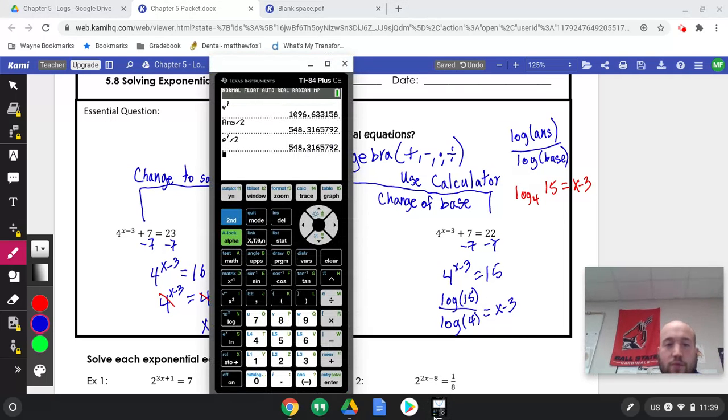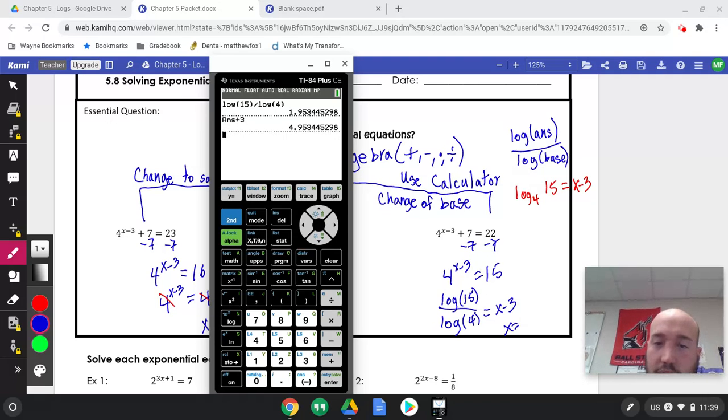Now, to solve this, let me clear this. So log of 15, close it, divided by log of 4. Remember, the reason this is called change of base is if you look, both of these now have a base of 10. The reason that's helpful is we can put that right into our calculator. So I do all that, I get 1.953. However, I'm not done. I have x minus 3 is what that equals, so let's add the 3 over. So I'll take my answer and do plus 3, and our final answer then will be x equals 4.953.